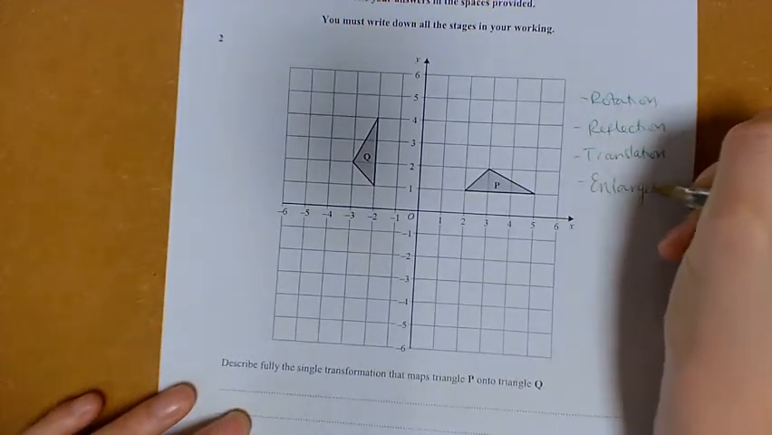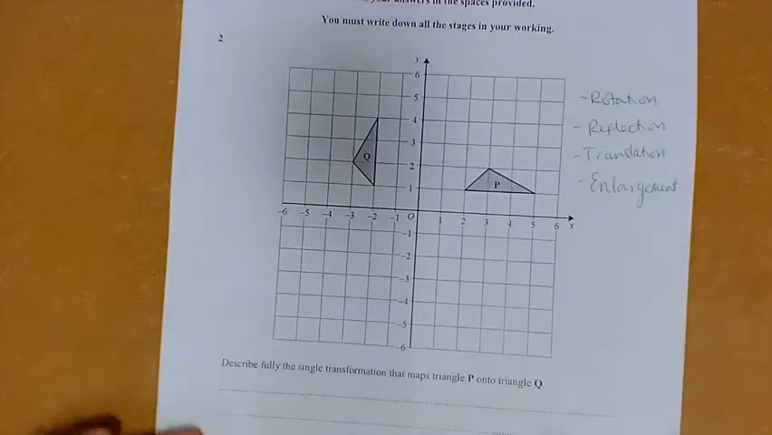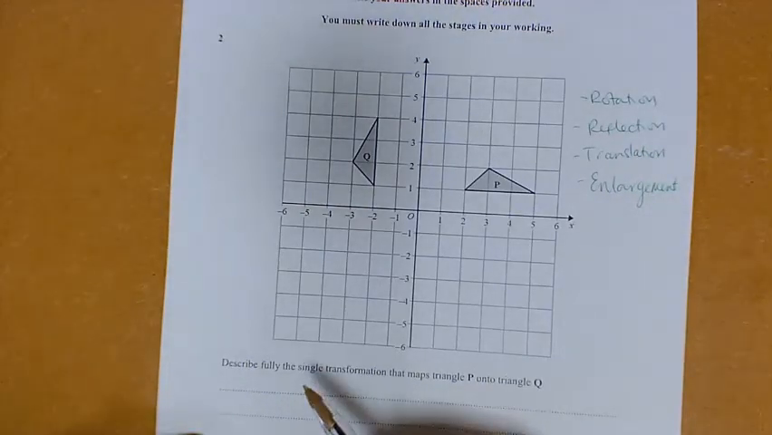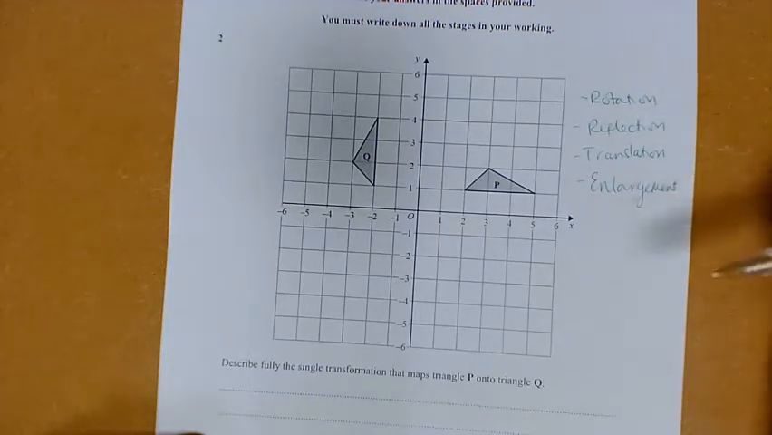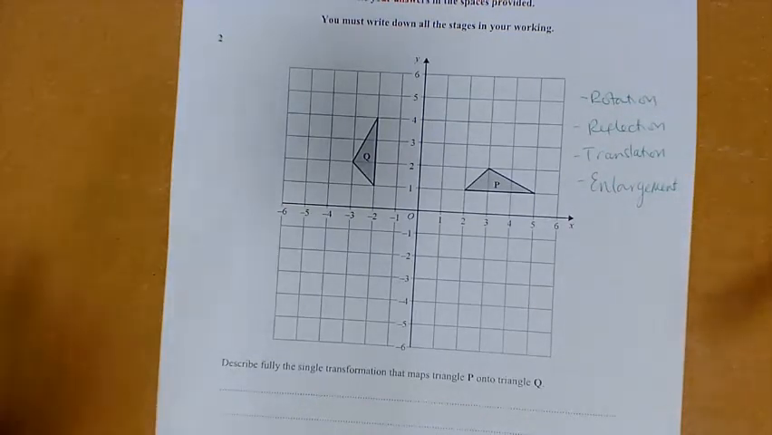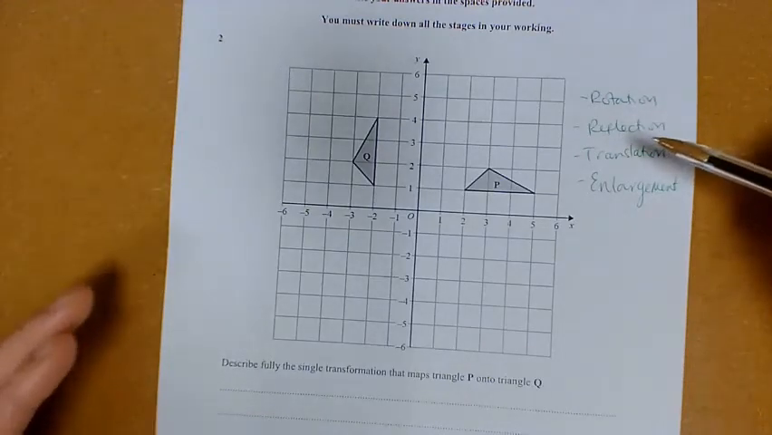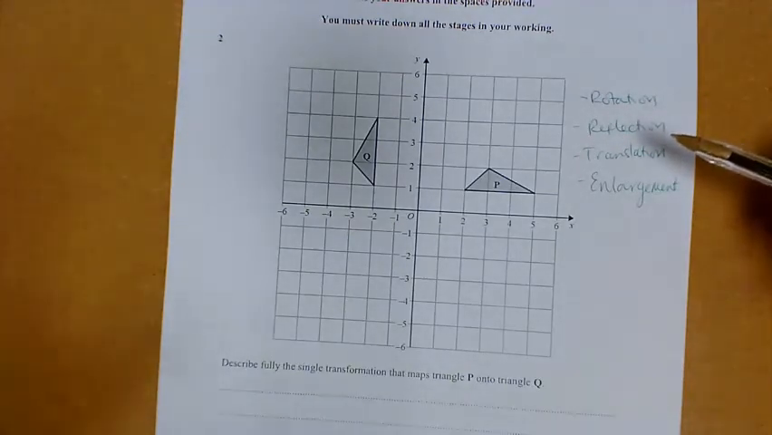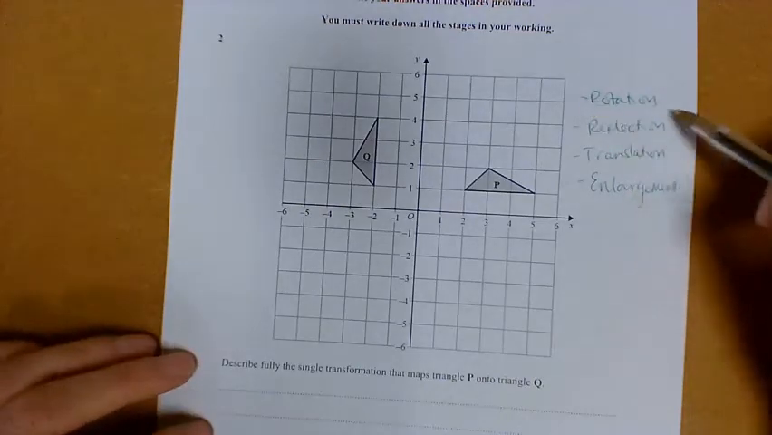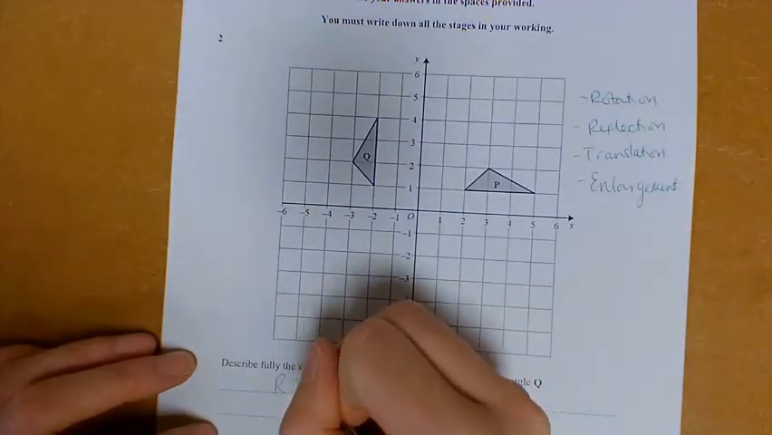Now, you must use one of those key words when describing a single transformation. A single transformation means you should only say one of these 4 words with the detail that goes with it. If you're saying more than one of them, you're going to get no marks whatsoever because you're going to be deemed to be writing 2 answers on the answer line. So we need to say that it's a rotation in this case.